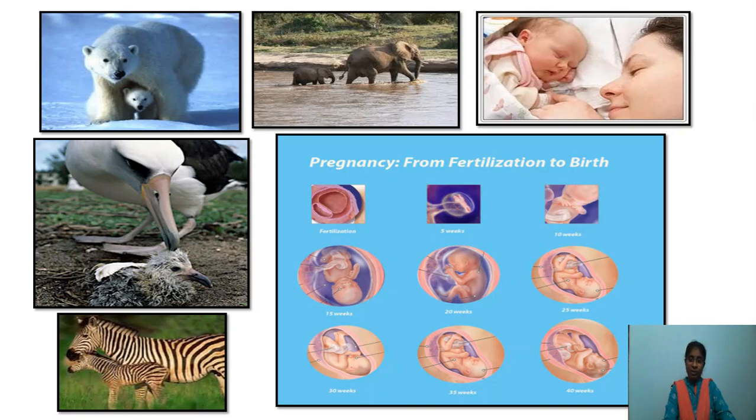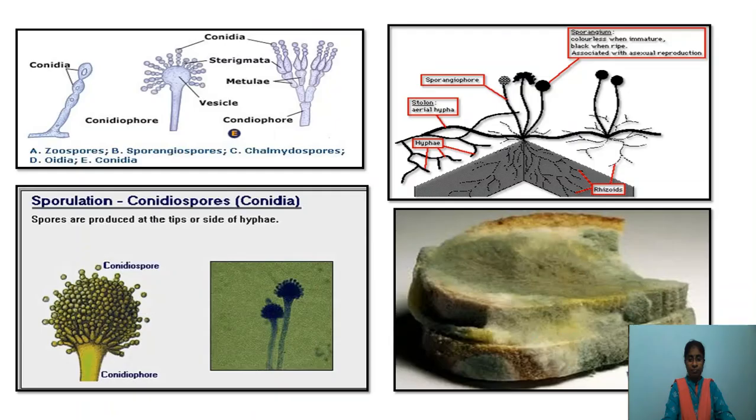of the baby, the elephant and zebra, and the fertilization to birth. There are different diagrams shown for the reproduction of the young ones. Now here is the diagram where zoospore, sporangiospore, chlamydospore and conidia are shown. The next diagram is sporulation. These are examples of how they are reproducing.